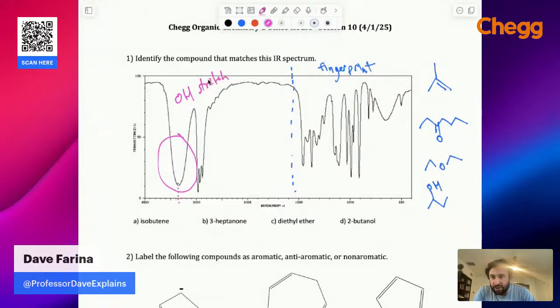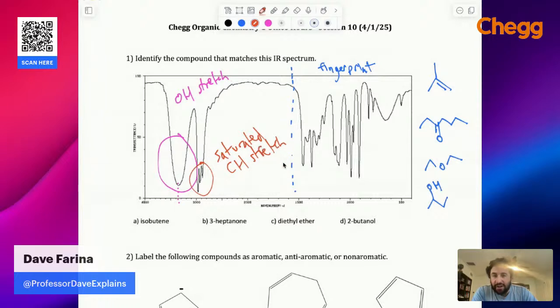That's what that is, and you just can't miss it. It's really the most recognizable peak on an IR spectrum because of how rounded it is. It goes all the way down here, very smooth and very wide. Okay, so that's an OH stretch. The other one we want to know about is right here. Let me do that in red. And this is a saturated CH stretch.